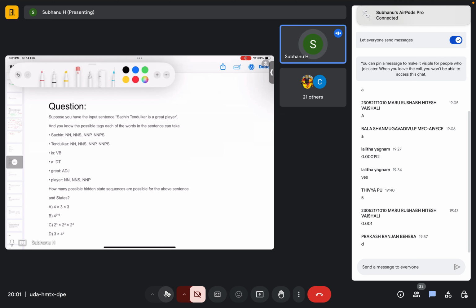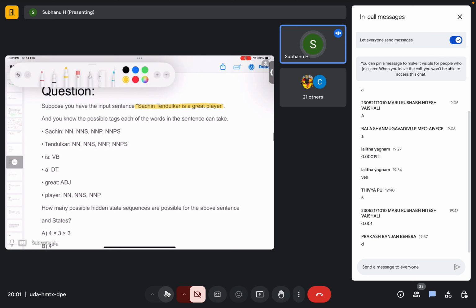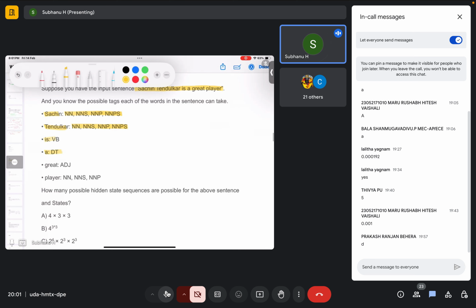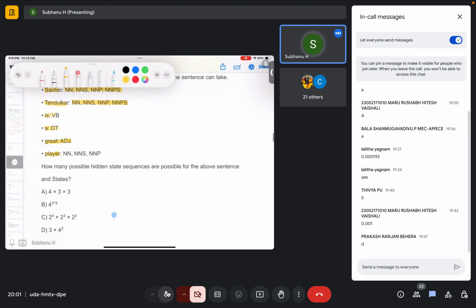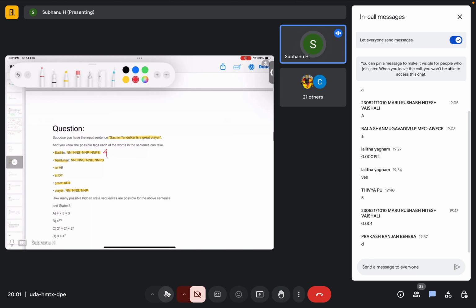So okay, fine. The question is, you are given this input sequence: Sachin Tendulkar is a great player. You know the possible tags for each word. For Sachin, we can find these four tags. For Tendulkar, we can find these four tags also. "Is" is a verb, "a" is a determinant, "great" is an adjective. Then for player also, there are three possible ways. So here we have four possible ways, here four possible ways: four, four, one, one, one, three. So you have all of these choices.